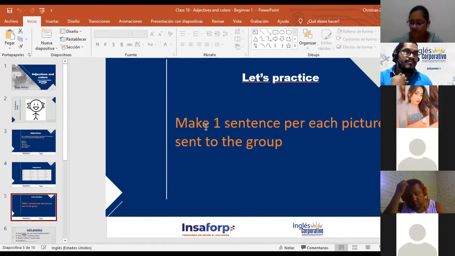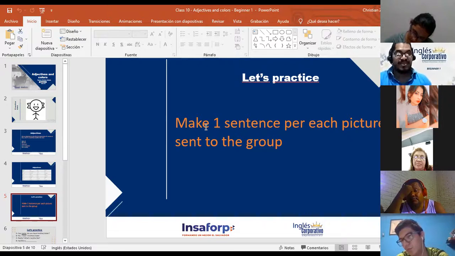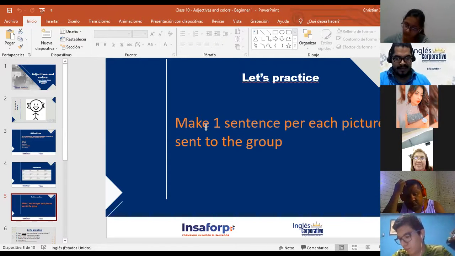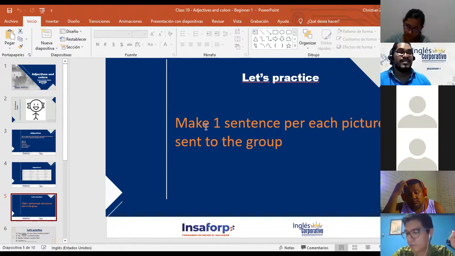Okay, I send you the first one. Look at the picture in the WhatsApp group and tell me the sentence with an adjective. The turtle is lazy. Very good. What else? The turtle is slow. Excellent. Another one? The turtle is small. Okay. The turtle is green. Good. Excellent. That's correct. Good. Let me send you another one.